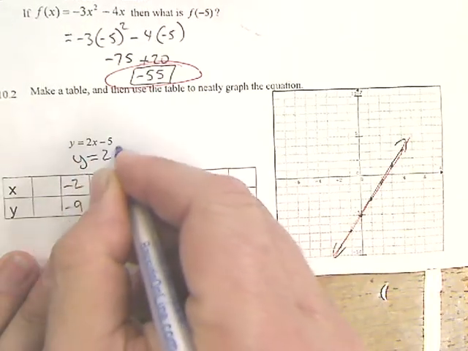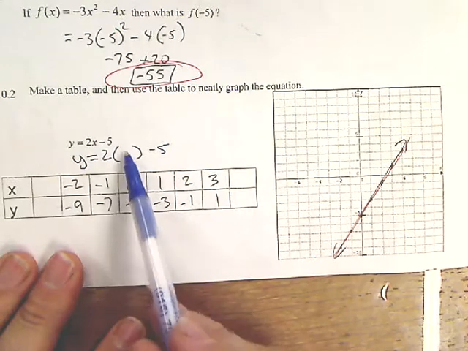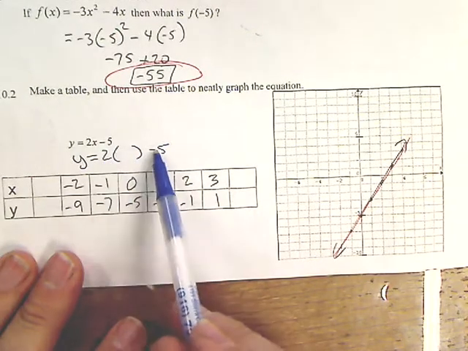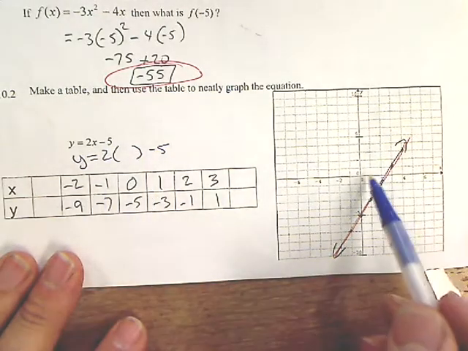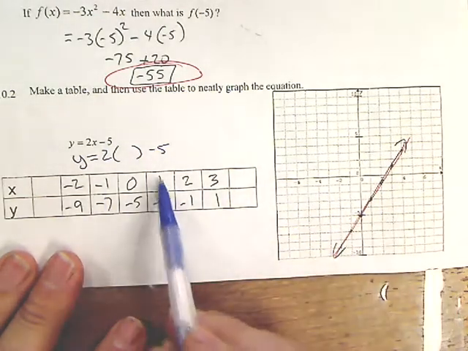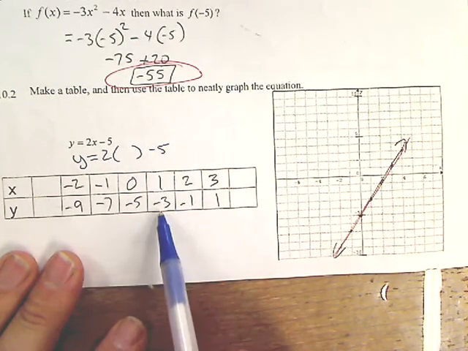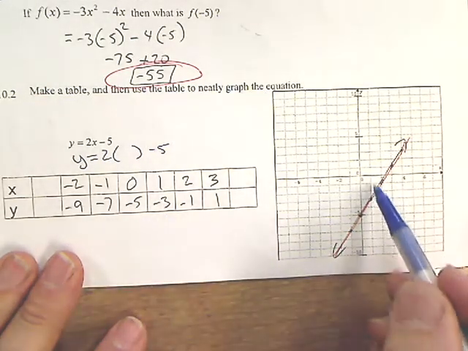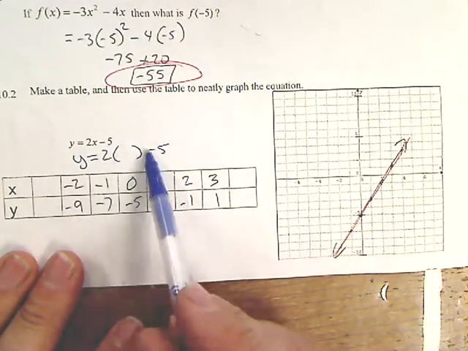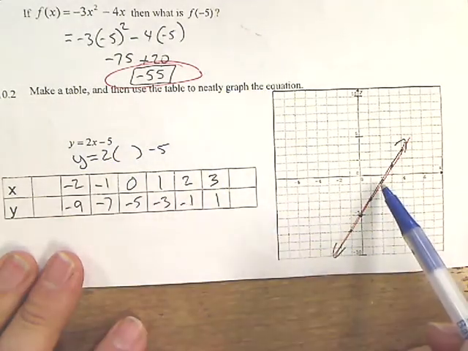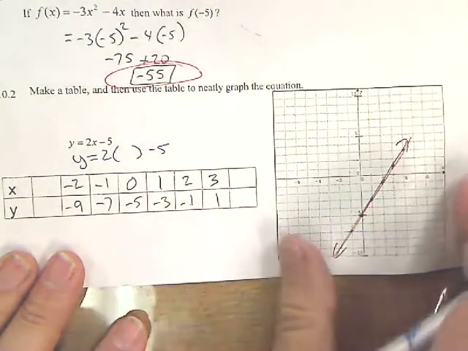Y equals 2 times the x minus 5. If I shove in 0, 0 times 2 is gone. That gives me my negative 5. So it's 0, negative 5, dot. Plug in 1. 1 times 2 is 2, minus 5 is negative 3. 1, negative 3. Plug in 2. 4 minus 5 is negative 1. 2, negative 1. And then you just draw your line.